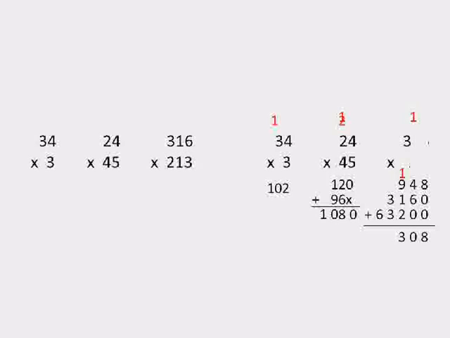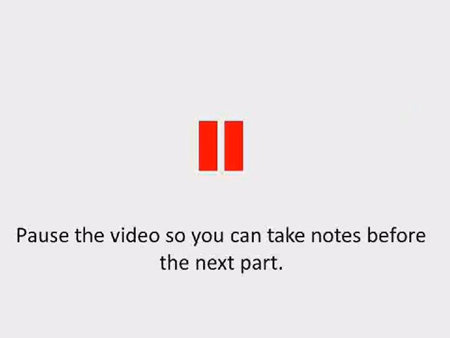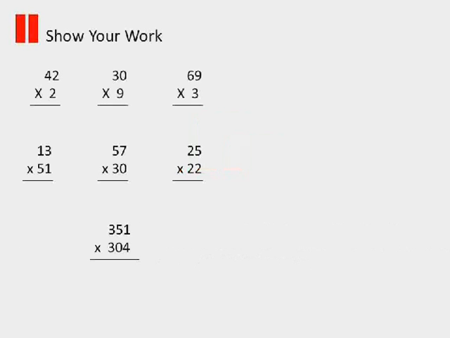So the answer to 316 times 213 is 67,308. This is your chance to pause, take any notes, go back, maybe brain decompress for a while because there's a lot of information that happened there in a short amount of time, and then go on to the next section so we can practice the problems.